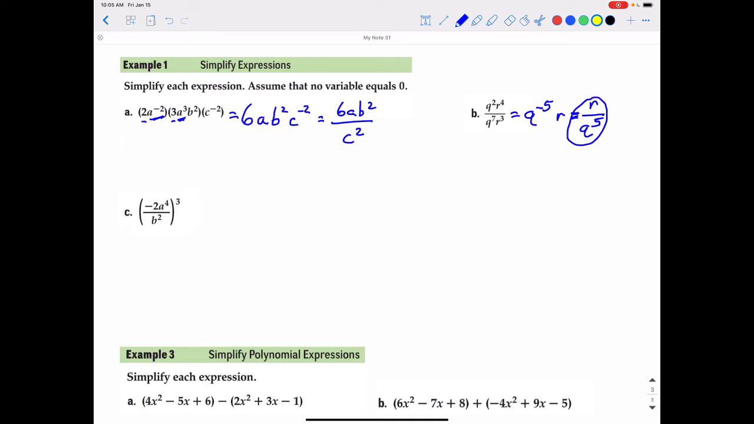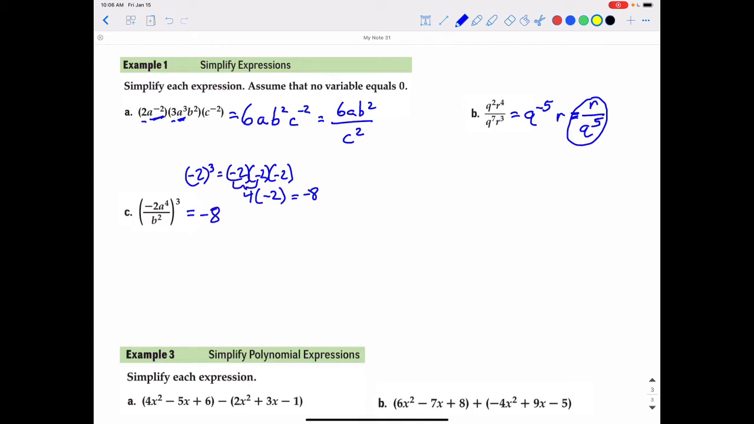And then finally, part C is we have negative 2a to the fourth over b to the second, all to the third power. So every number, every exponent will be affected by the third power. Negative 2 to the third power. So that is negative 2 times itself 3 times. So that means negative 2 times negative 2 times negative 2. The first two negative 2's multiply to be positive 4, but then when you multiply that times negative 2, you get negative 8. So negative 2 to the third power is negative 8.